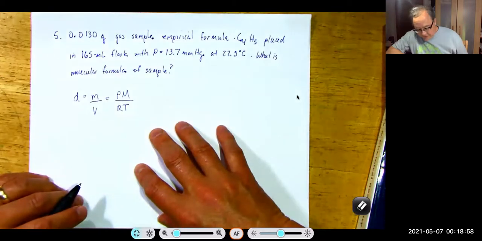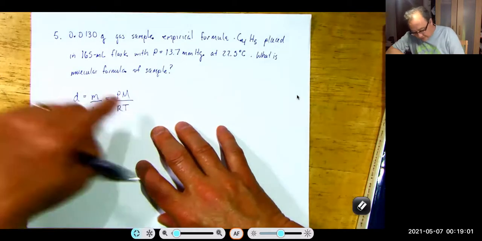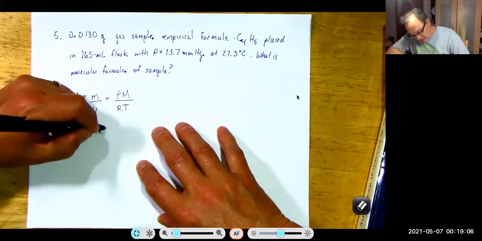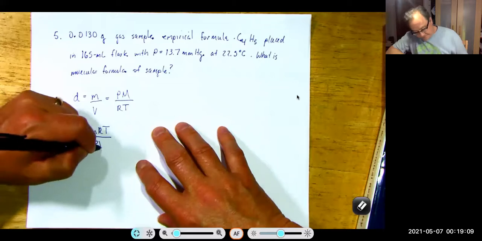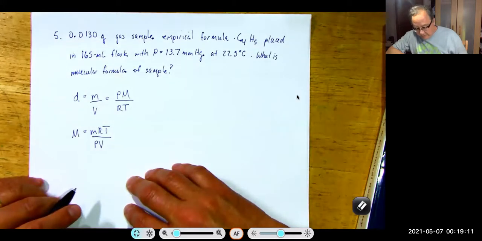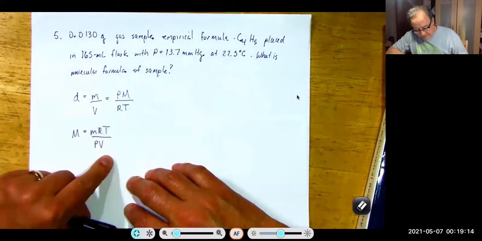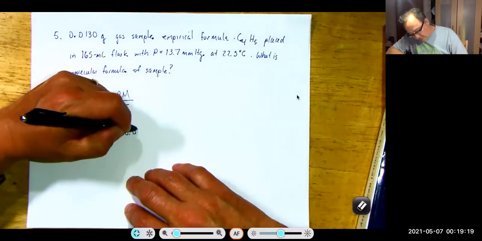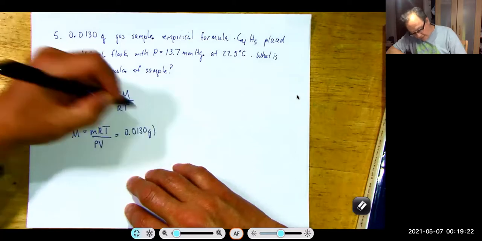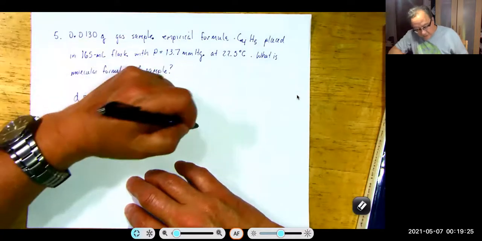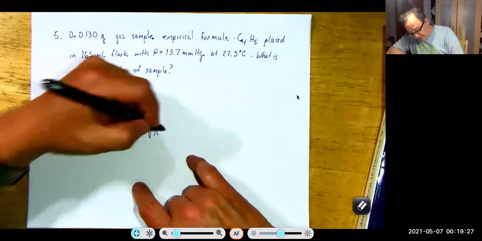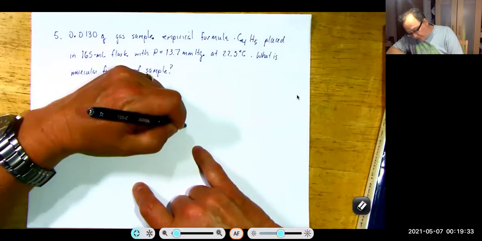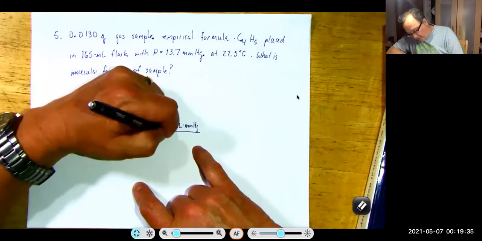Okay, so here we're solving for the molecular formula. So we're going to say that the molar mass is equal to mRT over PV. Okay, we do have a pressure, we do have a volume, we do have a temp, and we do have a mass. So we put 0.0130 grams for the mass. Here, since the pressure is in millimeters of mercury, I'm going to use 62.37 millimeters of mercury per mole K for my R.